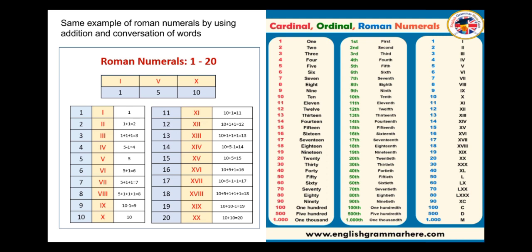In Roman numerals, 1 is I, 2 is II, 3 is III, 4 is IV, 5 is V, 6 is VI, 7 is VII, 8 is VIII, 9 is IX, 10 is X, 11 is XI, 12 XII, 13 XIII, 14 XIV, 15 XV, 16 XVI, 17 XVII, 18 XVIII, 19 XIX, 20 XX, 30 XXX, 40 XL, 50 L, 60 LX, 70 LXX, 80 LXXX, 90 XC, 100 C, 500 D, 1000 M.